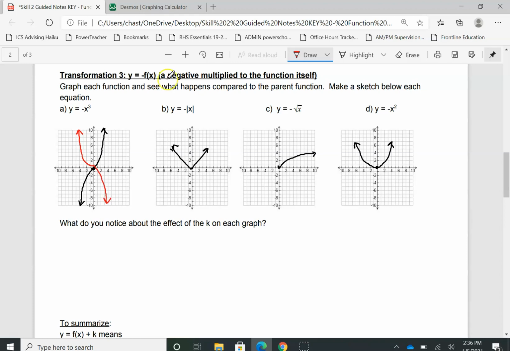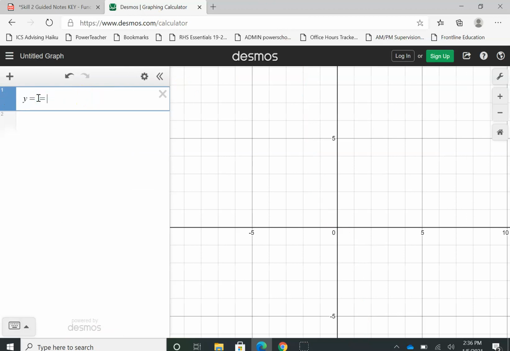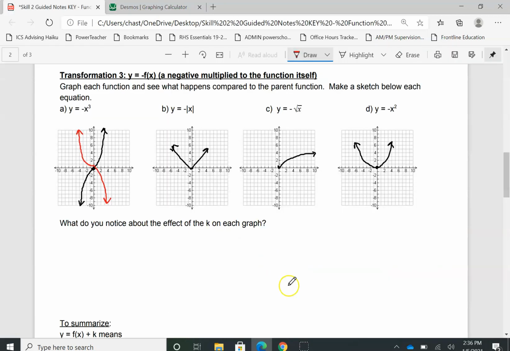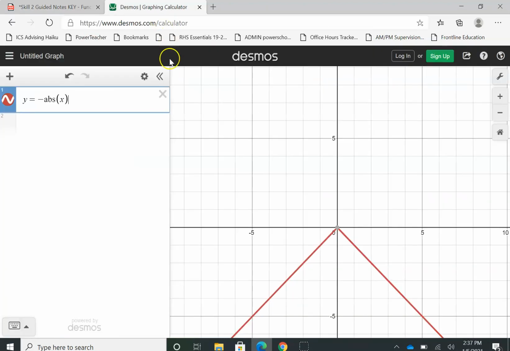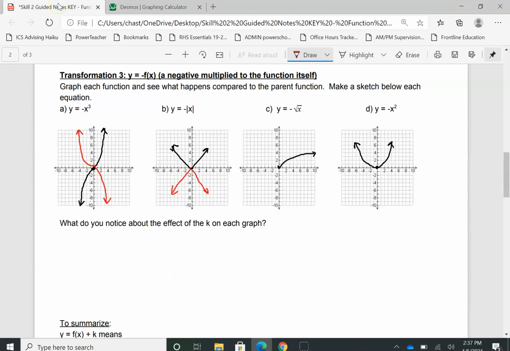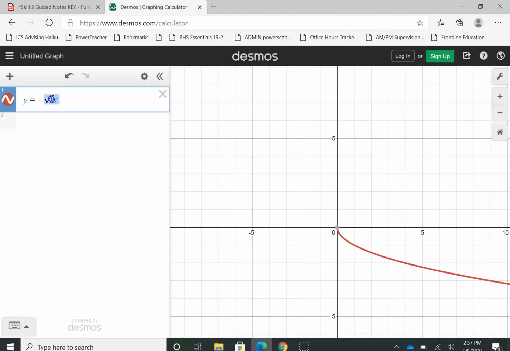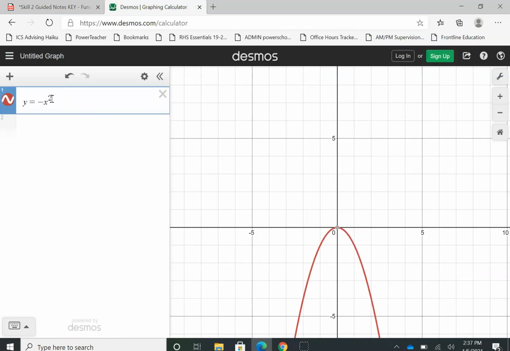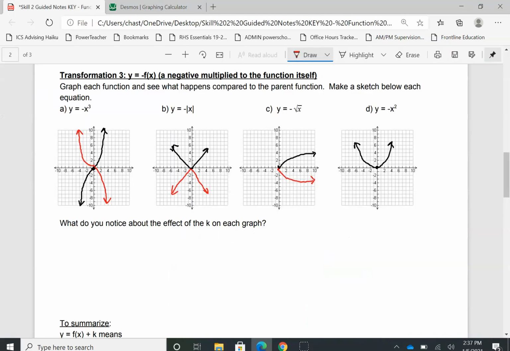Okay. For negative absolute value of x, notice the graph just flipped downward. For negative square root of x, it just flips downward again. And you're probably predicting what will happen when you put a negative in front of x squared. Yep, the parabola just flips downward.